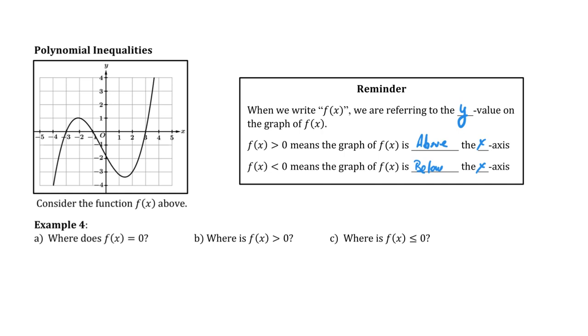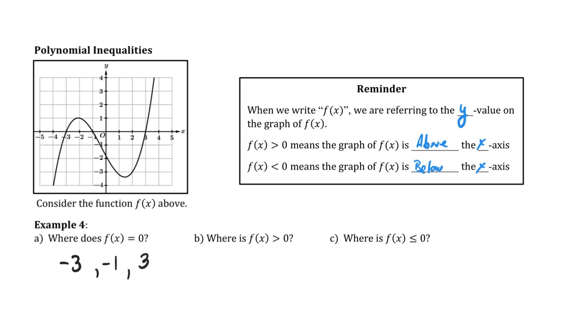Okay, let's go ahead and look at example 4 here. It says, where does f of x equal 0? Where is the y 0? That means, where do I touch the x-axis, right? So we touch the x-axis at -3, at -1, and at 3.